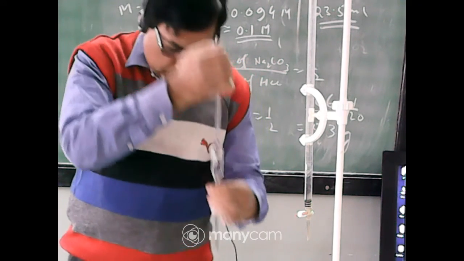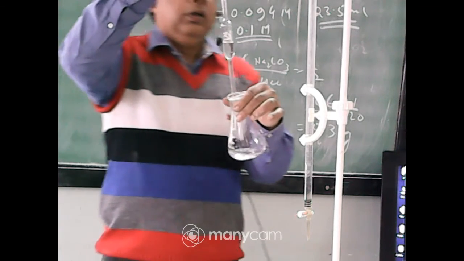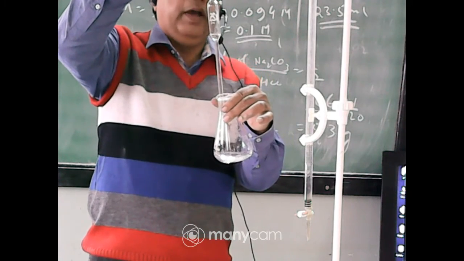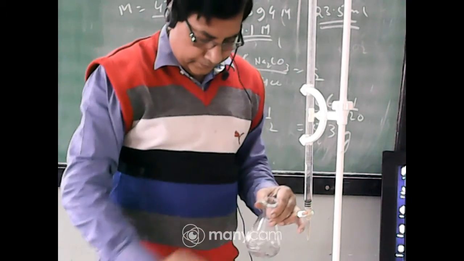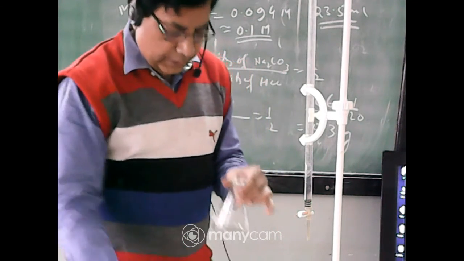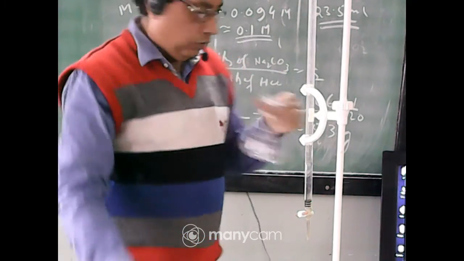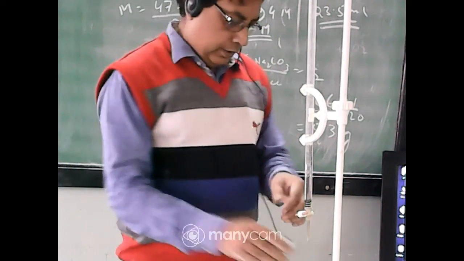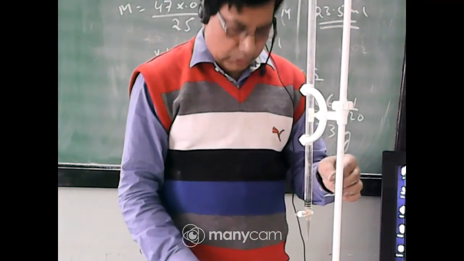This is 25 ml. 25 ml we take in the conical flask using the pipette. This is a very accurate measurement. We add phenolphthalein, a few drops.